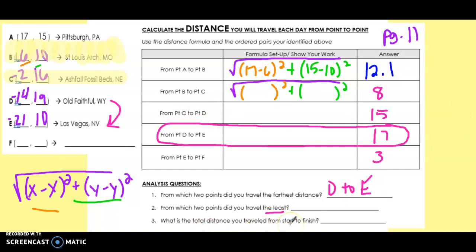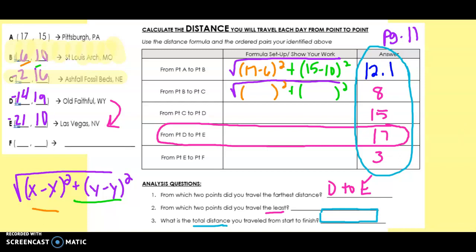Total distance you traveled from start to finish. So again, this is your data from your road trip. I traveled 12.1 from Pittsburgh to Missouri. Then I traveled 8 from Missouri to Nebraska. Then I traveled 15 from Nebraska to Wyoming, 17 from Wyoming to Nevada, and then 3 more to my final destination. So if I'm looking for the total, hopefully you know what operation you use when you're finding the total of something. And this last answer here should be a number value.